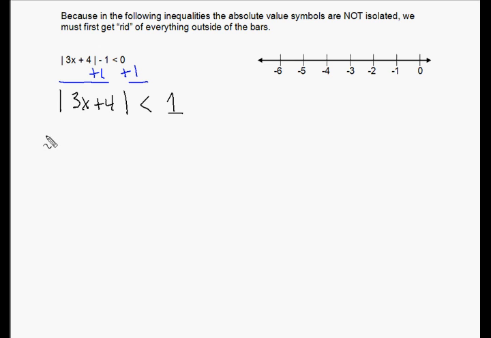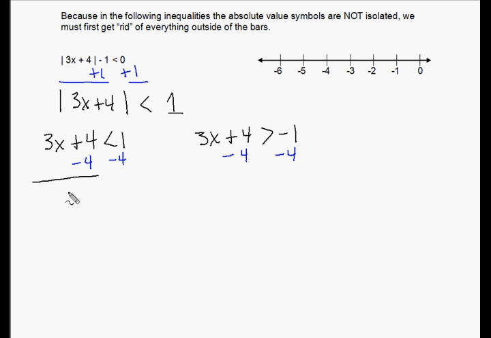So we're going to write this as two inequalities: 3x plus 4 is less than 1, and also 3x plus 4 is greater than negative 1. Now we're going to try and isolate x. We'll subtract 4 from both sides of this inequality, as well as this inequality. We now have 3x is less than negative 3, and also 3x is greater than negative 5.